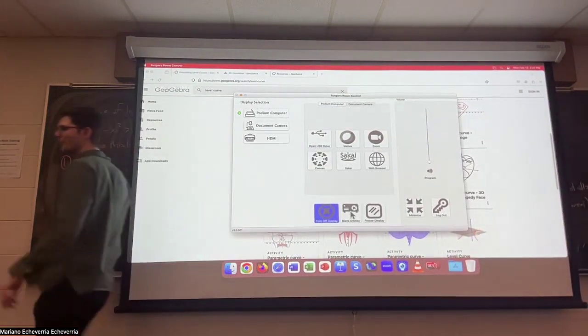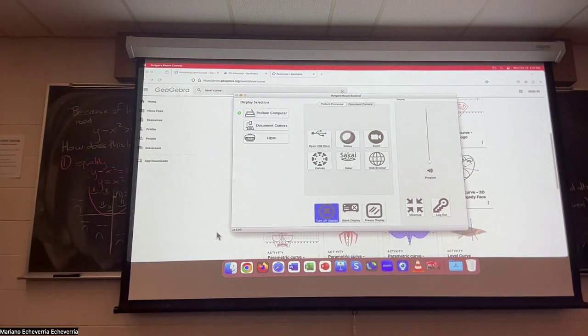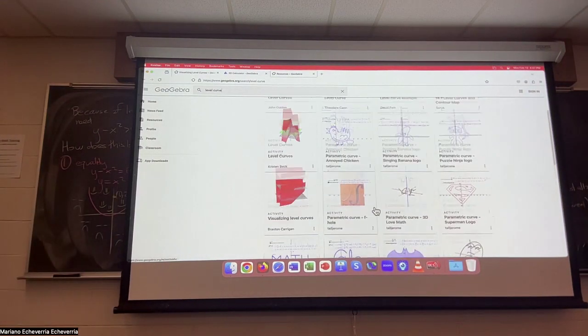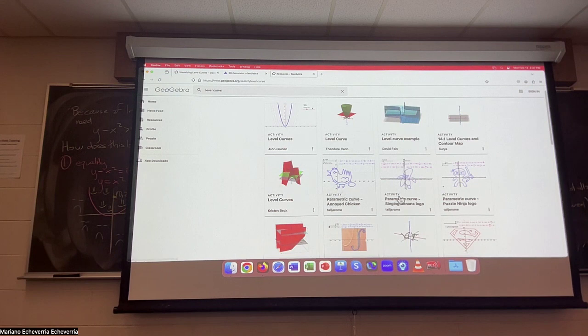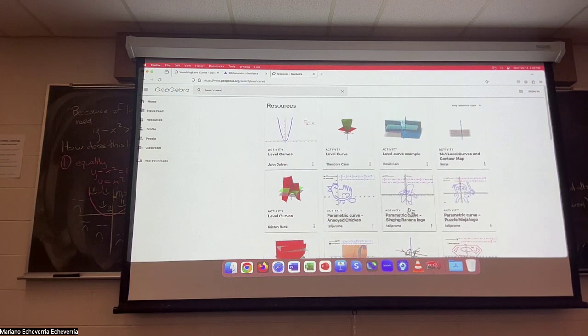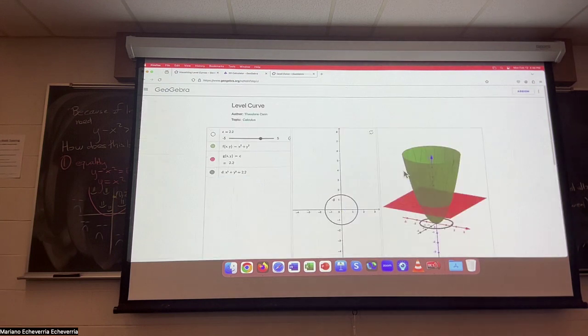I just noted that people have added to GeoGebra a bunch more animations of curves, which are kind of cute. Like there's an annoyed chicken here and a singing banana logo, which I don't know how you make sing. But actually, the animation I had in mind, well, okay.